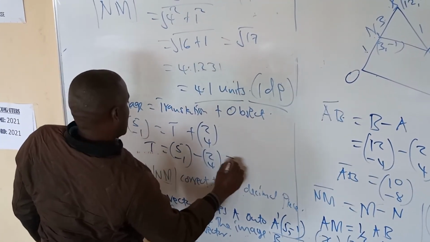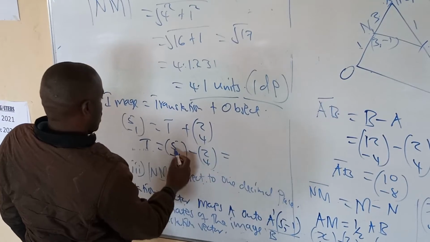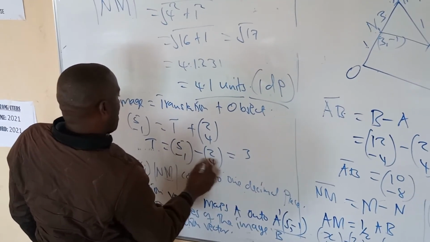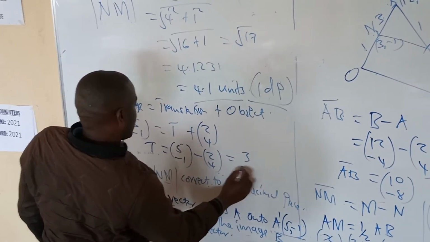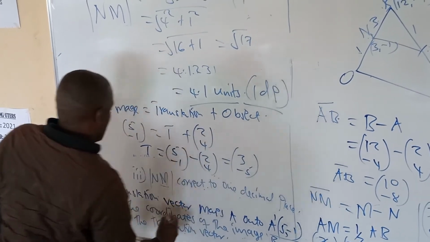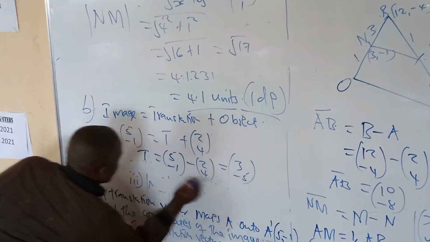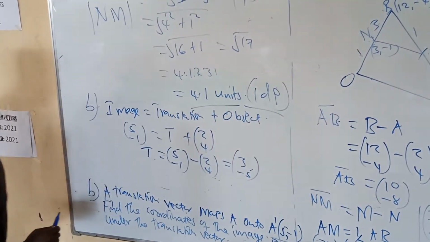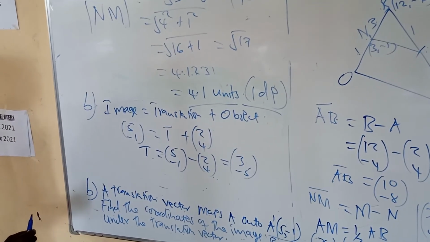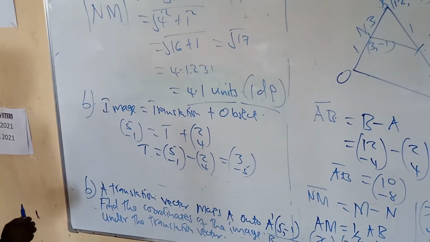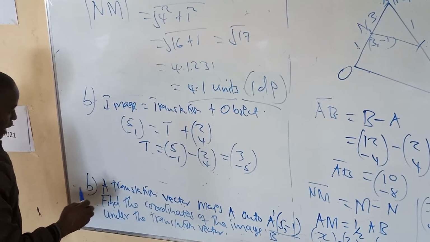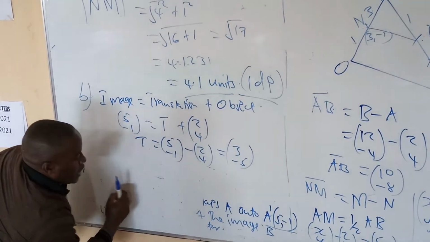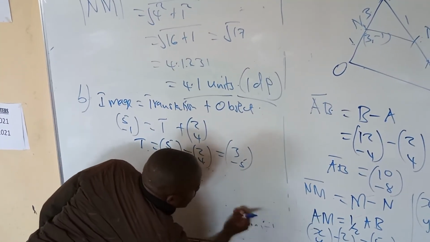So our translation is 5 minus 2, which is 3, and -1 minus 4, which is -5. So that is our translation. So after getting our translation, we go further and find the coordinates of the image of B, because we are asked for that. We use the same translation vector to find the image of B.